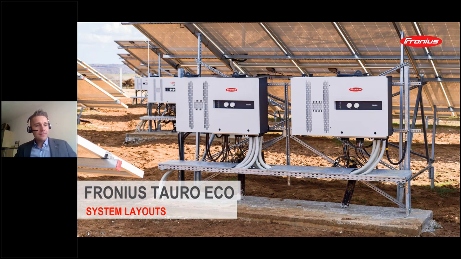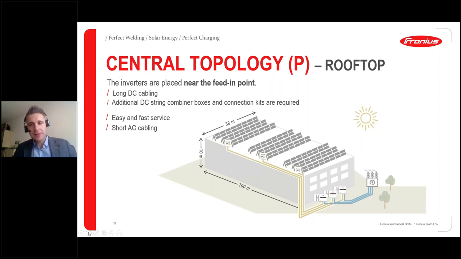Okay, now coming to the second part of the presentation, which is the system layouts. I have just prepared some examples which I want to show you, to illustrate what is possible with the Fronius Tauro. So you see here a classical commercial installation, a commercial rooftop, where you have got one direction. It means the inverters in this case are placed near the feed-in point.